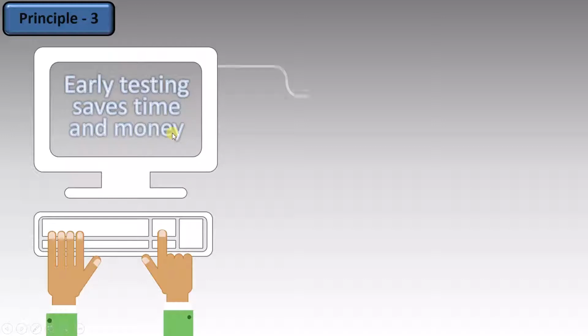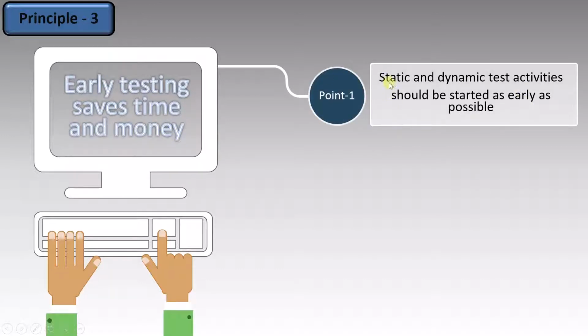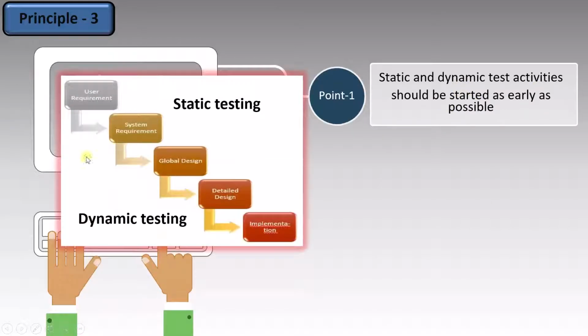Let's break that down. The first point is that static and dynamic test activities should be started as early as possible. What does that mean? It means that we should start testing as early as possible, whether it is a static test or a dynamic test. Let's look at this diagram again. When we are at the user requirement or system requirement stage, there is no code to test. So we can't run the software, but we can start with static testing. And that's what we should do. We should start right from here, the first point, by doing a review on the user requirement.